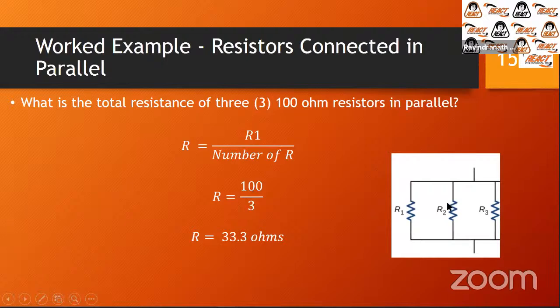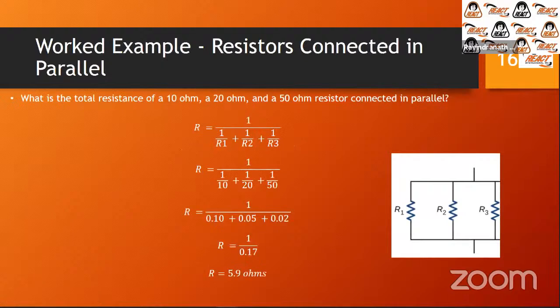What is the number of resistors we have? We have 1, 2, 3. They gave us that in the question. There are 3 resistors, so we put 3. What is 100 divided by 3? Approximately 33.3. What? Ohms, because ohm is the unit of resistance. Next worked example.